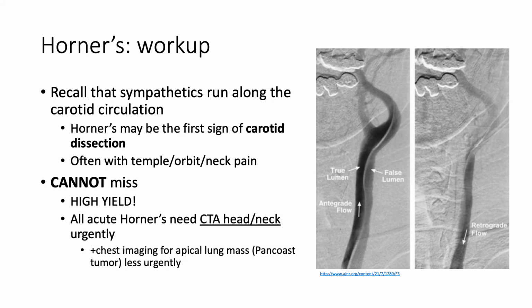So how do we work up a Horner's? So you have to remember that, like we did in the diagram, the sympathetics run along the carotid circulation, particularly in my diagram where the sympathetic fibers run along the internal carotid artery. So the Horner's may be the first sign of a carotid dissection. Let's say you have a patient that's post motor vehicle accident in your emergency department, and they're complaining of neck pain, temple pain, or even pain in the head. And you notice that one of their pupils is a different size.